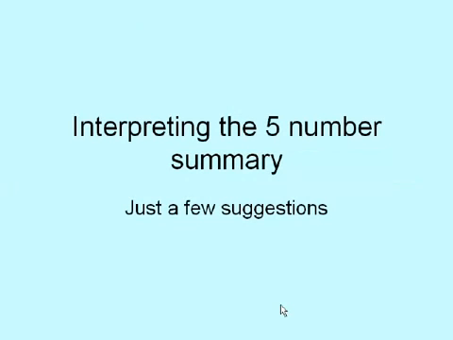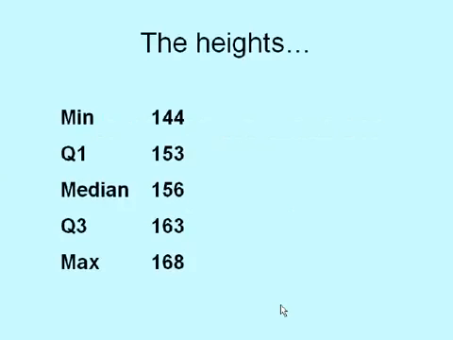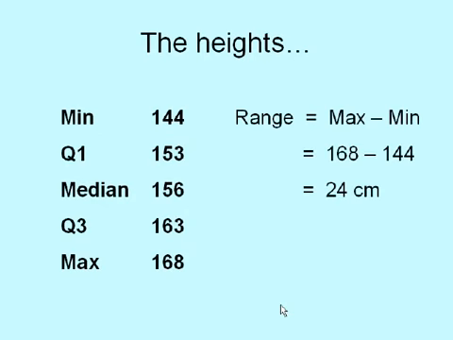Interpreting the 5-number summary, just a few suggestions. What does it all mean? We'll spend a lot more time on this later on. Well, here's the summary for the height data set you've just seen. Here's a little table organised with the 5 numbers in it. The first thing you can do is work out the range. The range is the max minus the minimum value, which I make to be 24 centimetres.